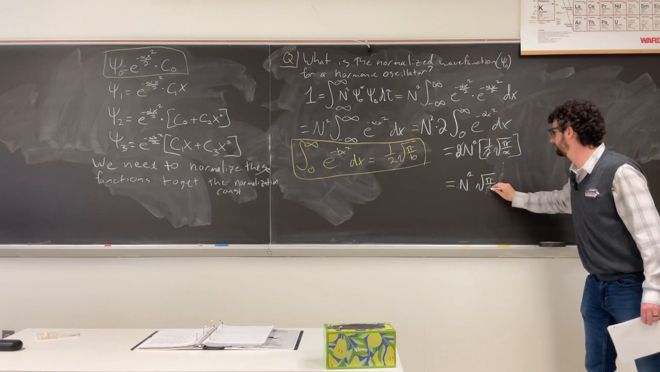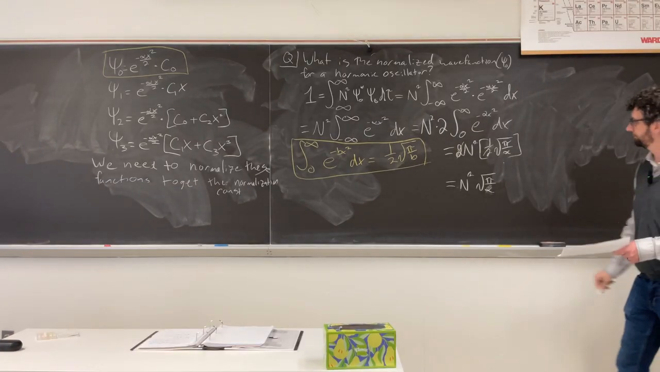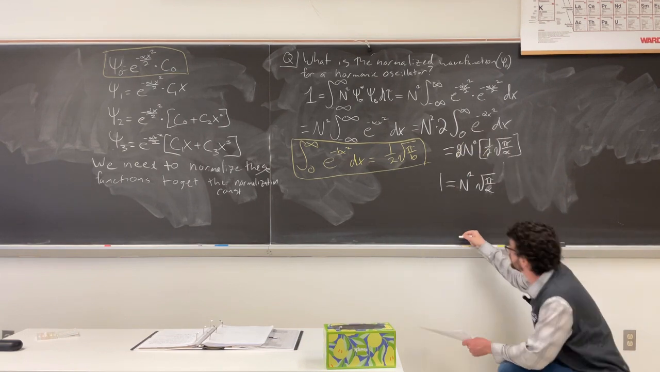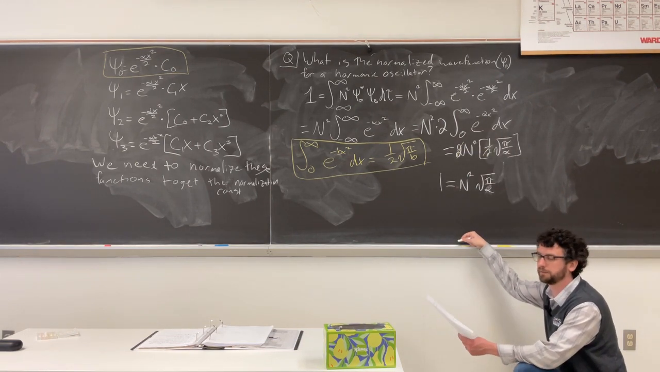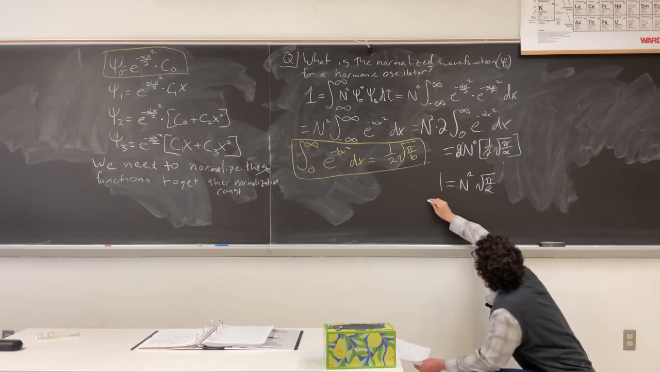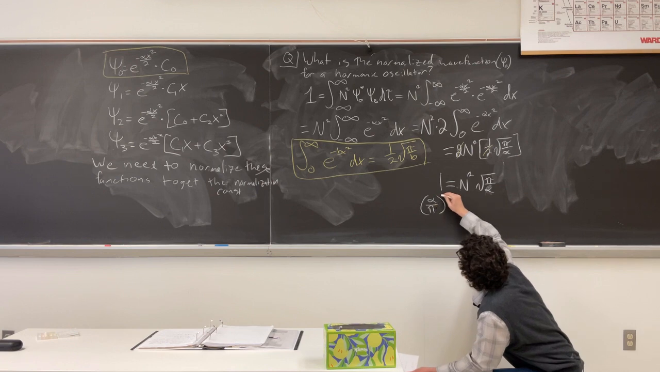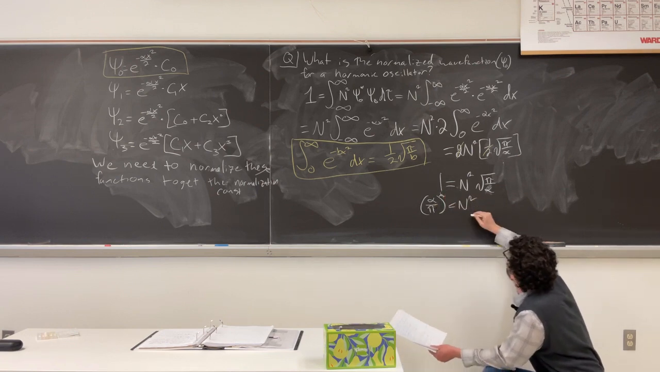Oops, alpha 9. And what's that all equal to? 1. Okay, so what are we trying to find here? The n. Yep. So let's shuffle that thing over to the other side. We get alpha pi to the 1/2 is equal to n squared.